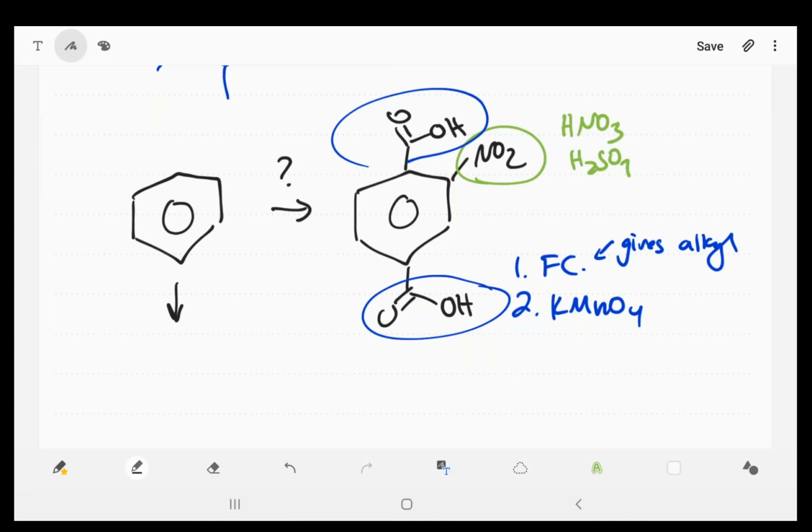So if we do a Friedel-Crafts on this, what do we want to put? What sort of alkyl group do we want on this thing? Doesn't really matter, but go ahead. What's your favorite? I know what it looks like. I just forgot. Describe it. What does it look like?